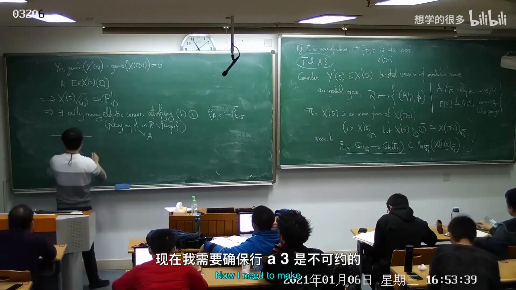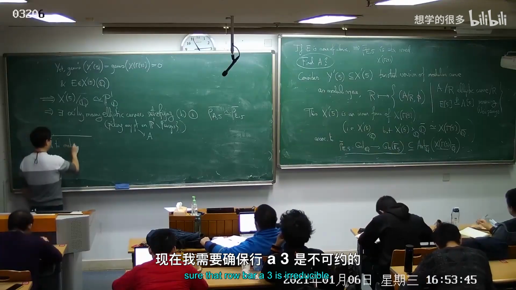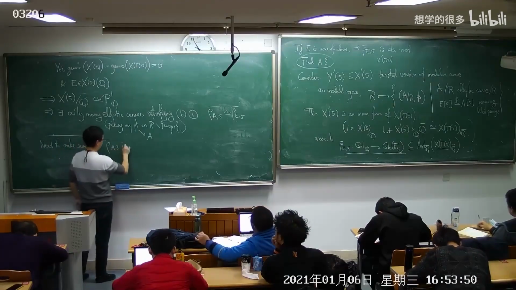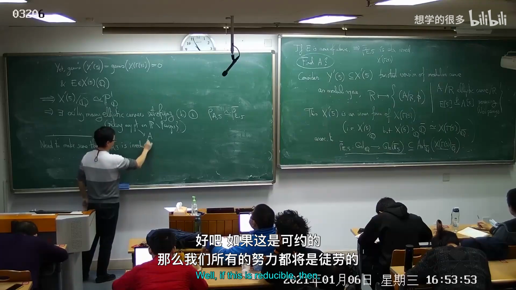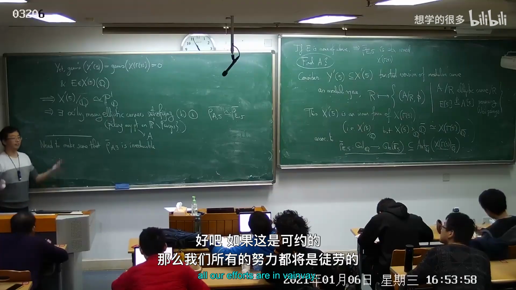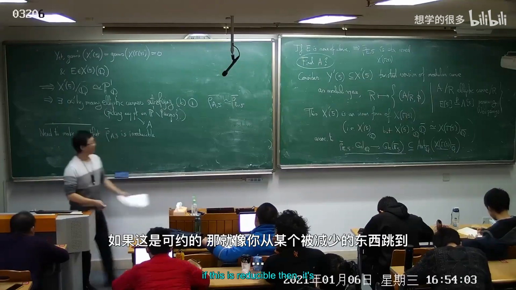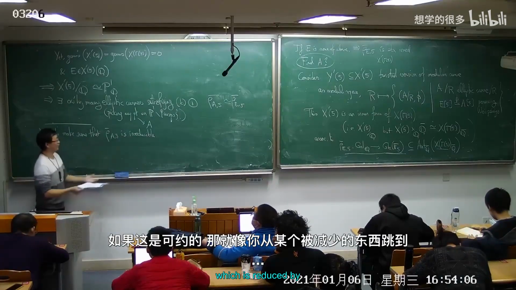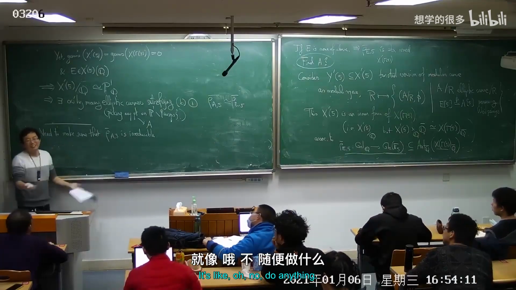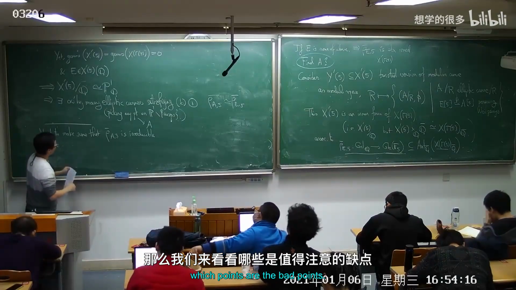Now we need to make sure that rho bar A3 is irreducible. Well, if it's reducible, then all our efforts are in vain, right? If this is reducible, then it's like you're jumping from something which is reducible at 3 to something reducible at 3. So let's see which points are the bad points.